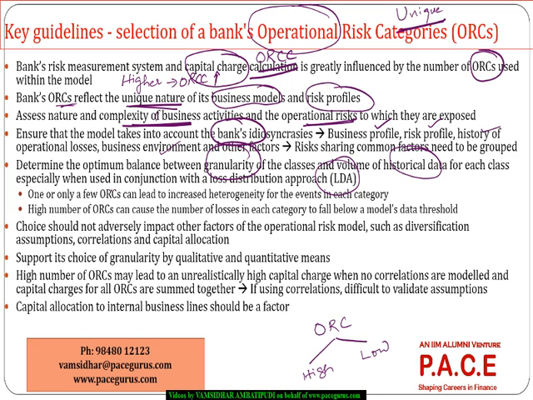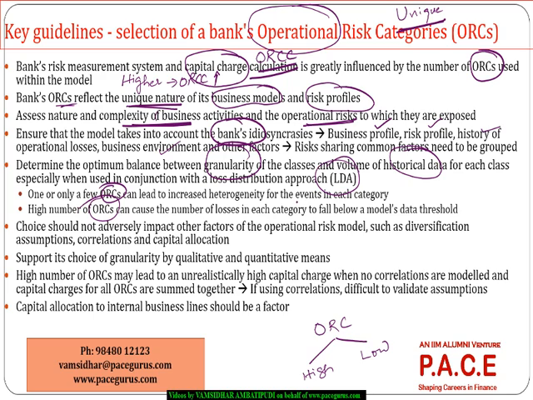So if I have just a few ORCs, very few, then the grouping may not be homogeneous. Different kinds of events might fall under one single ORC. So the homogeneity of that ORC is not getting established. But at the same time, if I have a very high number of ORCs, then the volume of data in each ORC could be extremely small. So the model may not be effective.